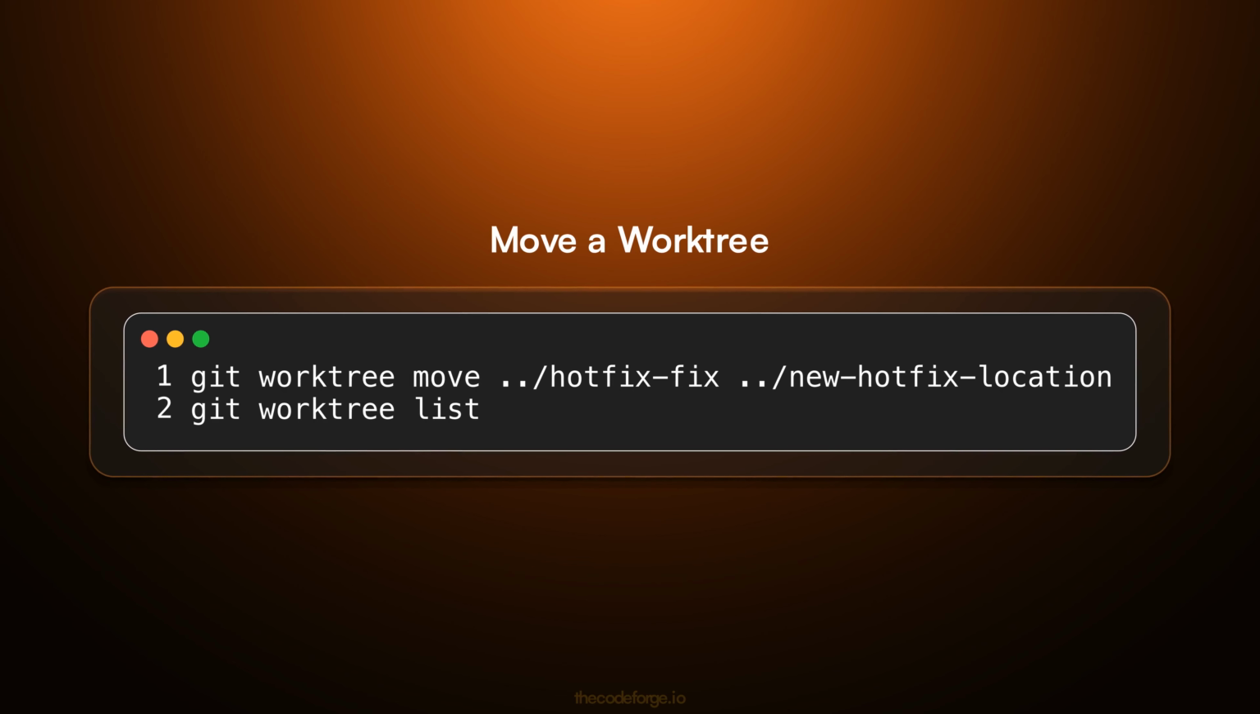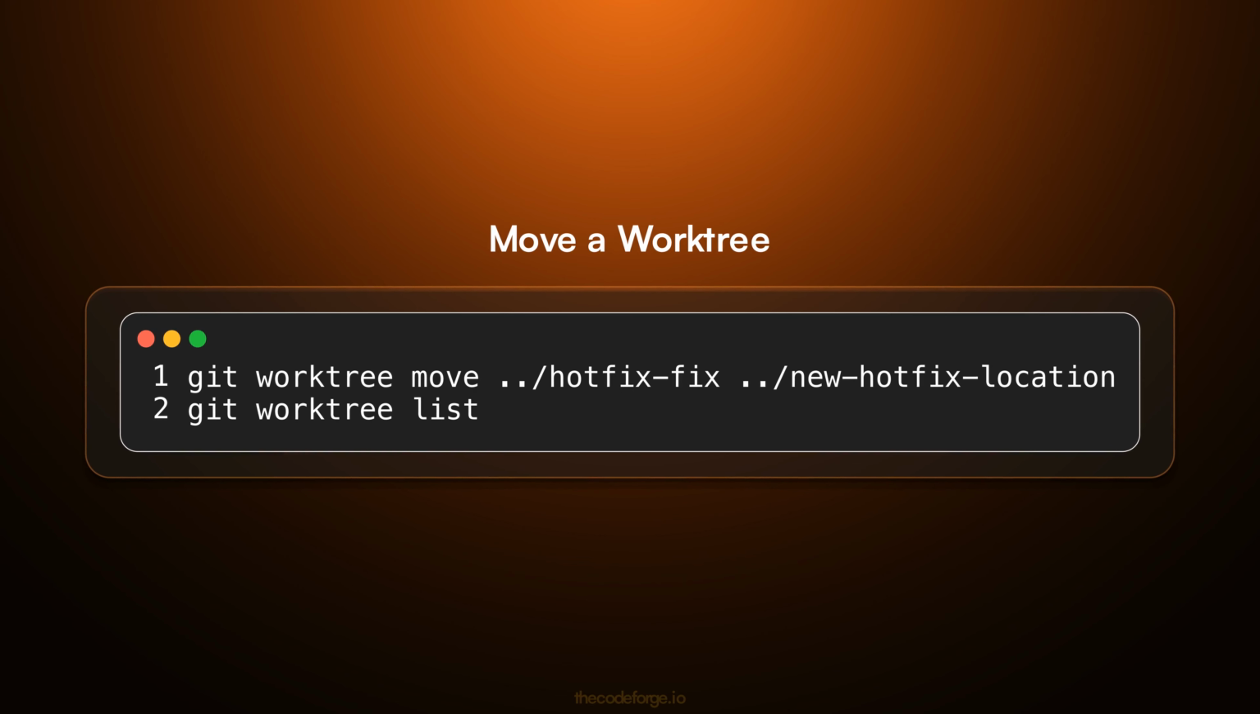If you need to relocate a worktree directory, use git worktree move path new-path instead of manually moving it. This updates the internal metadata and avoids stale entries.